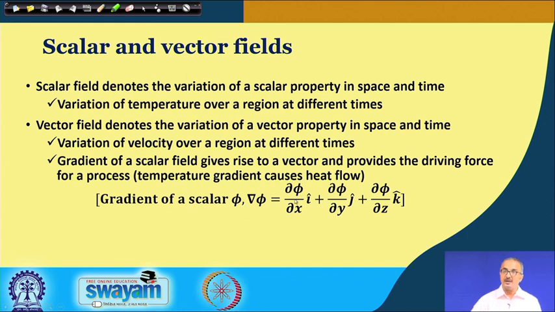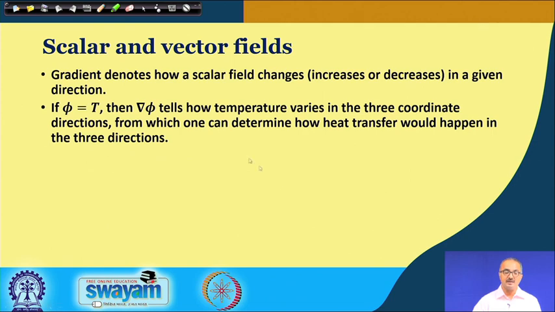In practice, what it means is that the gradient denotes how a scalar field changes. It may increase or decrease in a given direction. So, dou by dou x means how it is changing in the x direction. It may be positive or negative. Positive means it is increasing with increase in x, and negative means it is decreasing with increase in x.